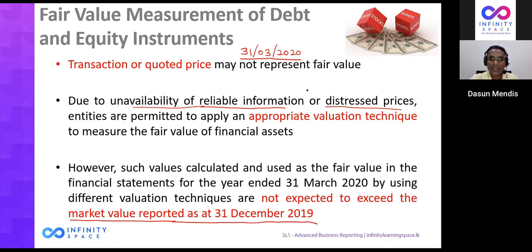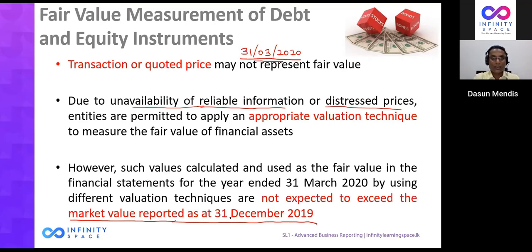So the value that you derive here should not be more than the market value of the investment recorded as at 31st December 2019. Then the room for manipulation by using the valuation technique is what? Significantly reduced. So if I read out the last point, however, such value calculated and used as the fair value in the financial statements for the year ended 31st March 2020 by using a valuation technique is not expected to exceed the market value reported as at 31st December 2019. This is the point I wanted to mention.